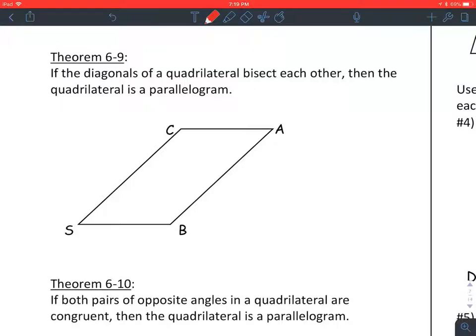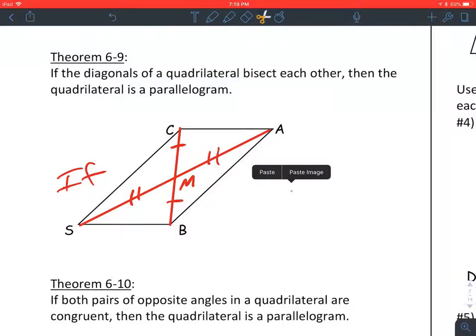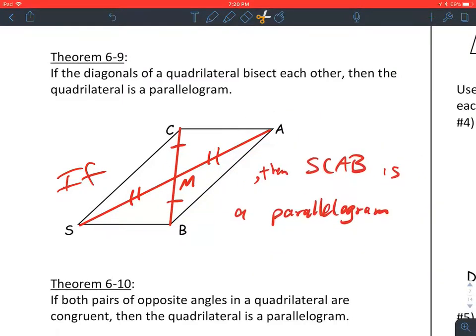Next theorem. If the diagonals of a quadrilateral bisect each other, then the quadrilateral is a parallelogram. So if this segment CM is congruent to MB, and segment SM is congruent to segment MA, we can conclude that this quadrilateral is a parallelogram.